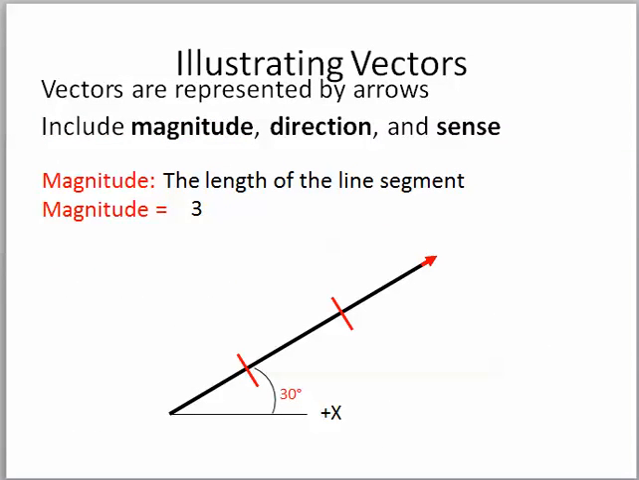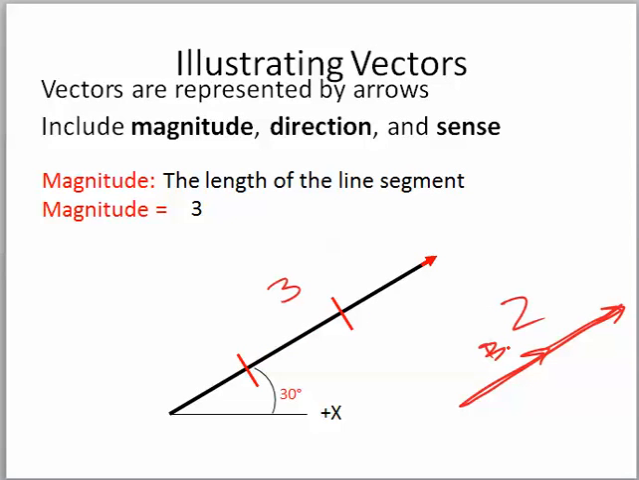Illustrating a vector. Vectors represented by arrows include magnitude, direction, and sense. The magnitude of this would be 3, and we talked about that in yesterday's notes. If this right here had a distance of 3, then this vector right here would have a magnitude of 1, because we want to keep them proportional. If I had a vector this long, we would say it would be a magnitude of 2, because it's about 2 of these units long.